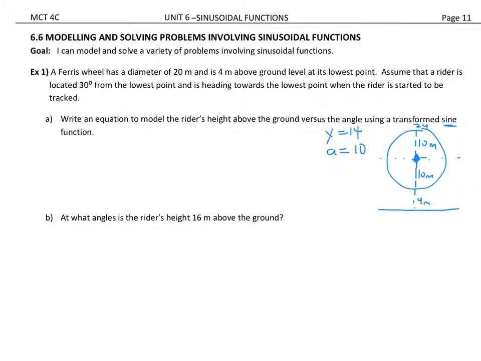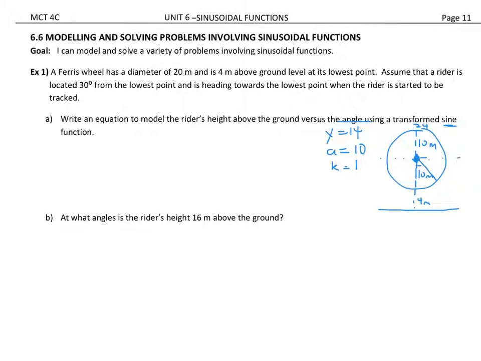What else do we need to know? We need to get a K value. Now this one actually is being tracked versus the angle that the wheel has rotated. So our period is just the 360 degrees. Our K value is just 1. So we don't have to worry about putting a K in, but we do have the fact that the person is 30 degrees from the lowest point, depending on which way we're looking at this.